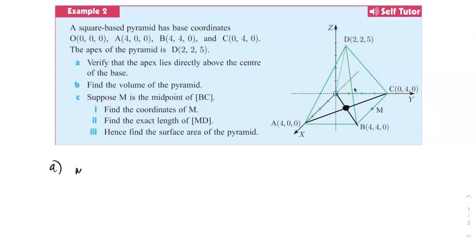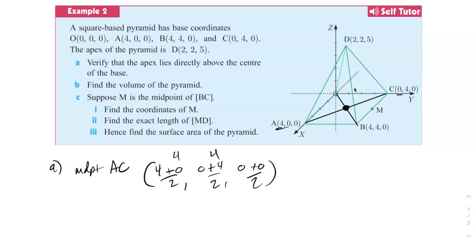Let's find the midpoint of AC. Remember, all you do there is add up the x values and the y values and divide by 2. Oh, in this case, x, y, and z values divided by 2. So we're going to add 4 with 0 divided by 2, 0 with 4 divided by 2, and then 0 with 0 divided by 2. And I get 4 over 2, 4 over 2, and 0 over 2, so I get 2, 2, 0. So that's the midpoint there.